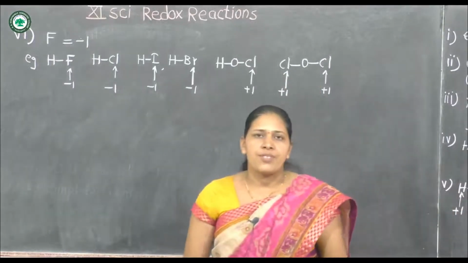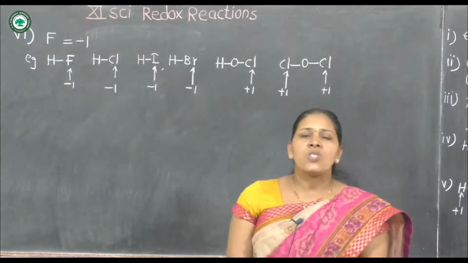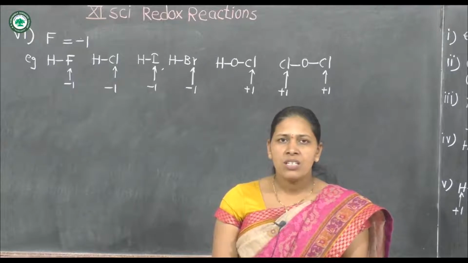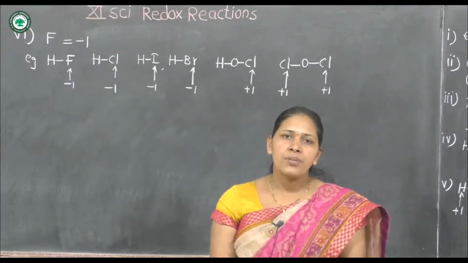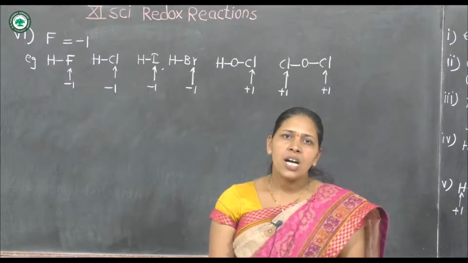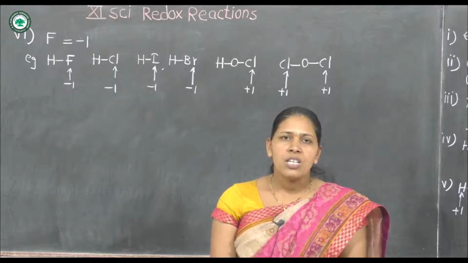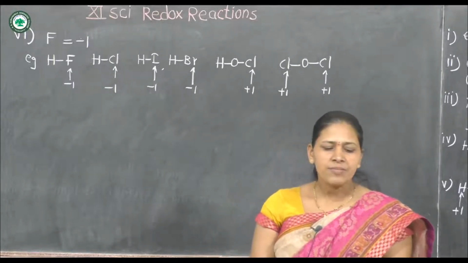These are the exceptions. What is rule number 6? Oxidation state of all halogens is -1, but in addition to this, if chlorine, bromine, iodine is attached or bonded to oxygen, then it exhibits +1 oxidation state.